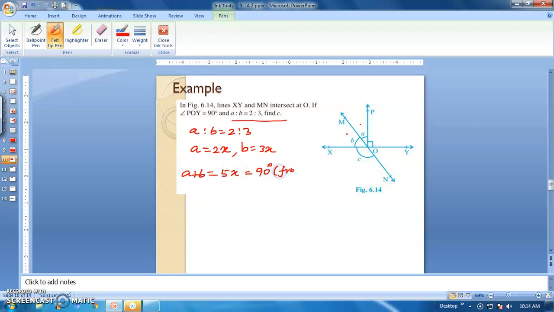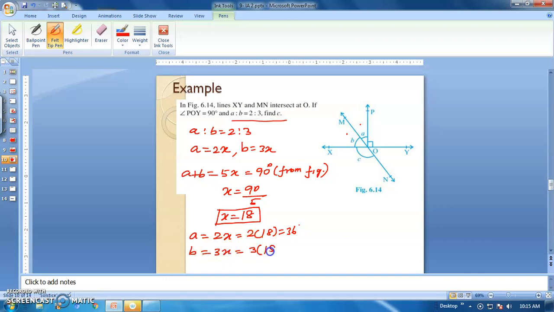From the figure, what is x now? x equal to 90 divided by 5, so x equal to 18. 18 fives are 90, so 18 degrees. Now what is A? A equal to 2x, that is 2 into 18, 36 degrees. And what is B? B equal to 3x equal to 3 into 18, 18 threes are 54. So 54 degrees. So now this one is 36 degrees and this one 54 degrees, we found.